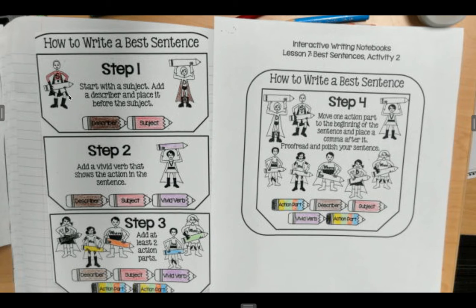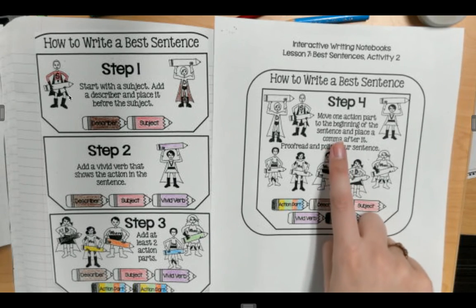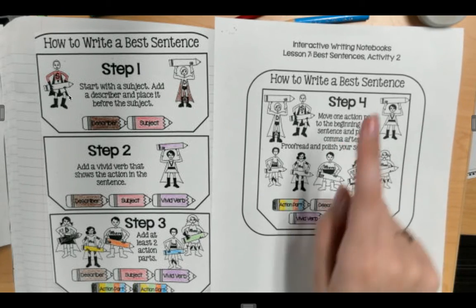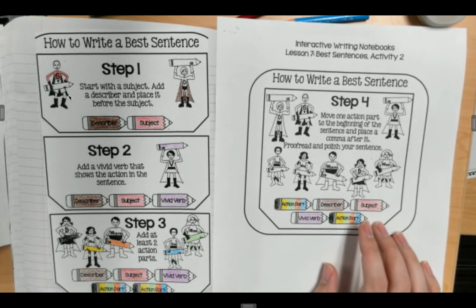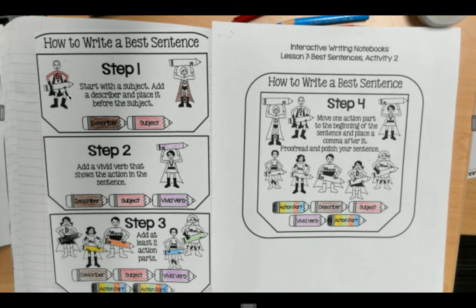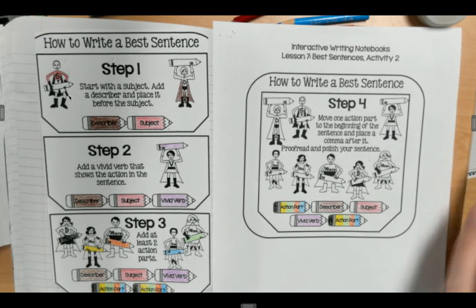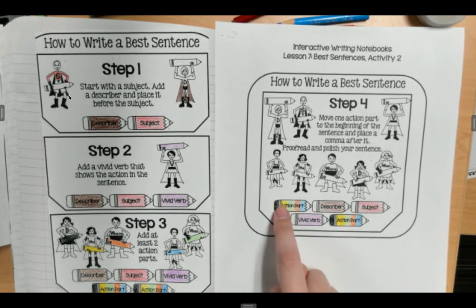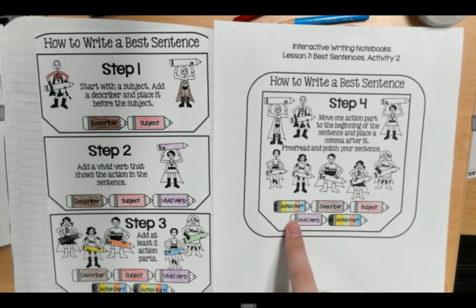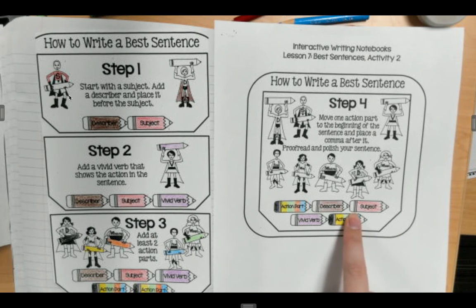Move one action part to the beginning of the sentence and place a comma after it. The comma is so important. It even tells you in step 4 you need a comma. Proofread and polish your sentence. That just means correct your spelling, grammar, spacing, and punctuation. Also capitalization if that is not already there. So then we move one action part to the front, so our sentences become action part, describer, subject, vivid verb, and then our final action part.